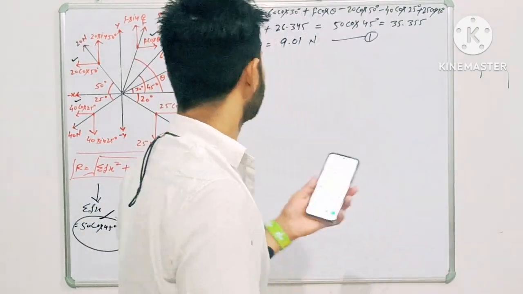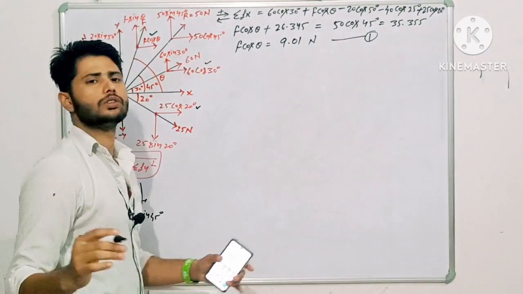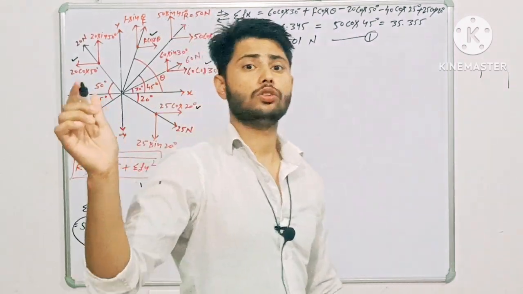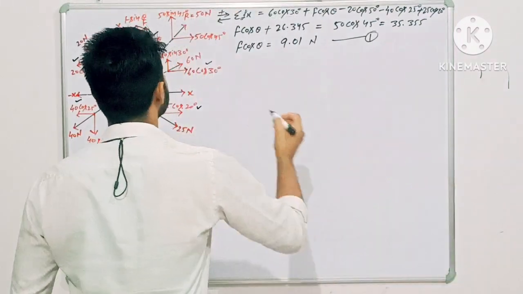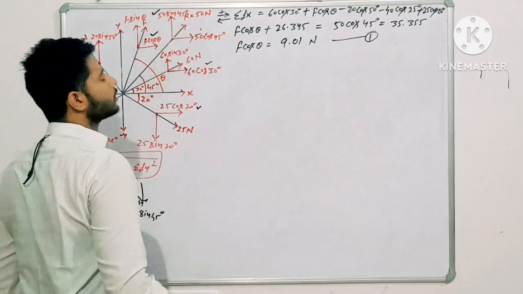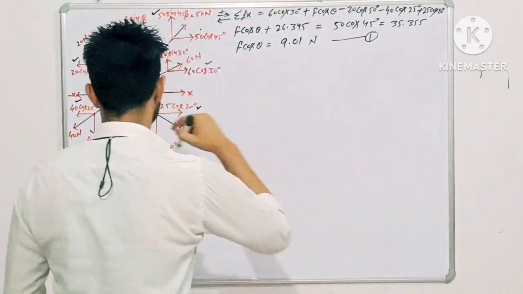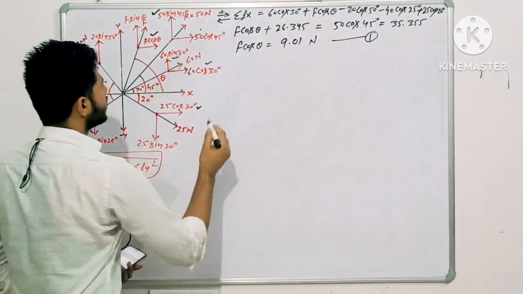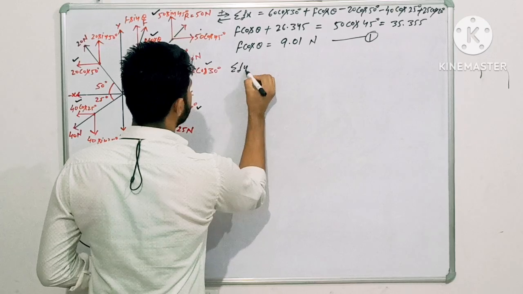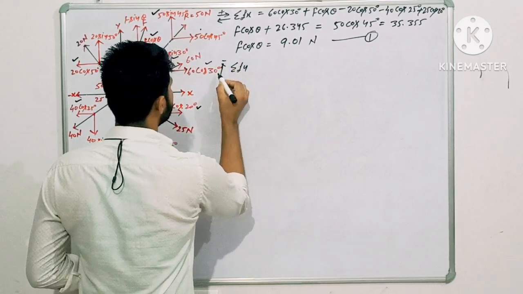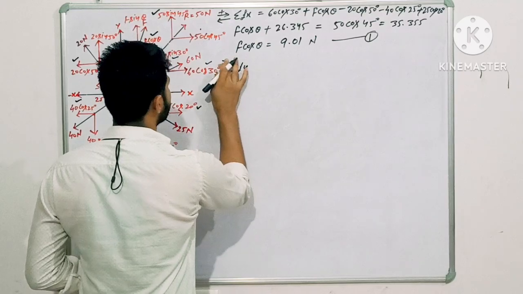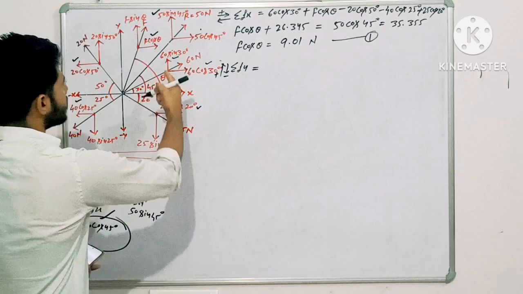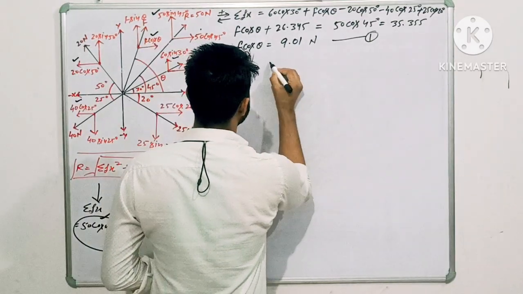Now come to the next. We have to do summation of all the vertical forces here, and this summation will be equal to 50 sine 45 degree. Now, first, 60 sine 30 degree. Upward forces will be taken plus and downward forces will be taken minus according to the xy plane. So 60 sine 30 degree, we have to take this plus.